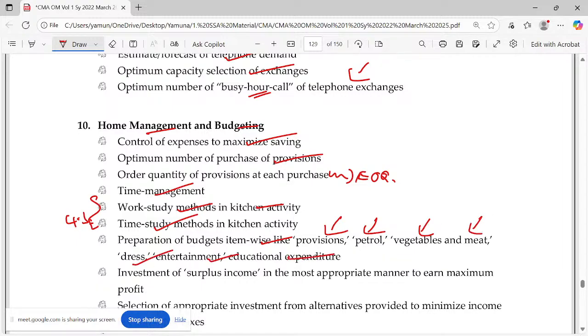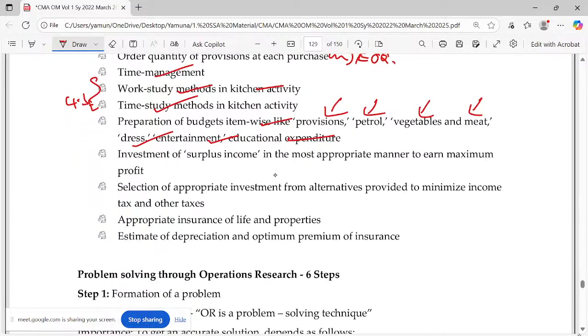Dress, entertainment, education expenditure, investment of surplus income. Yes, if you have a surplus income, how can you invest? Probably we might be needing that in the future. What type of appropriate investment is needed, because we will be having different alternatives so that you are minimizing the income tax and other taxes. Appropriate insurance of life and properties, and depreciation and optimum premium of insurance has to be considered.